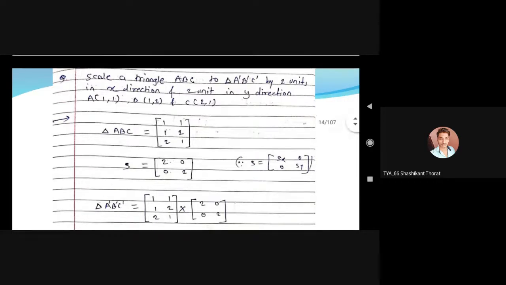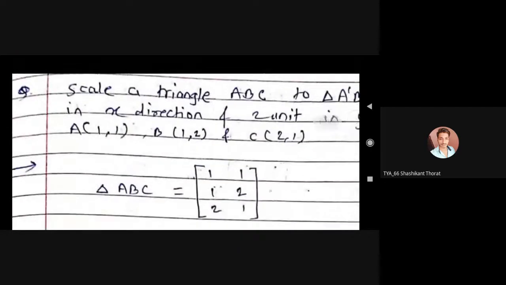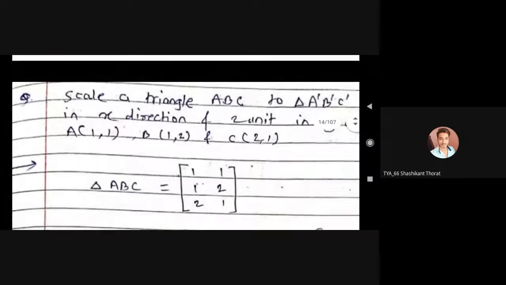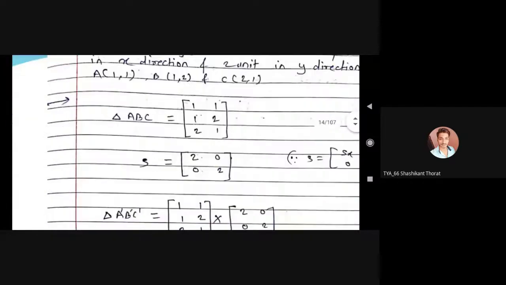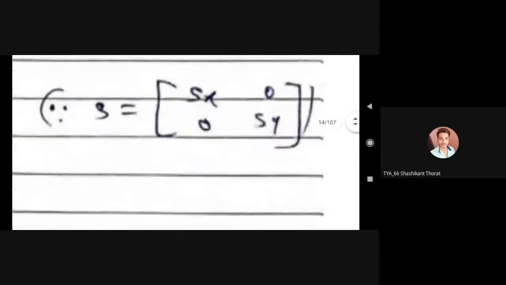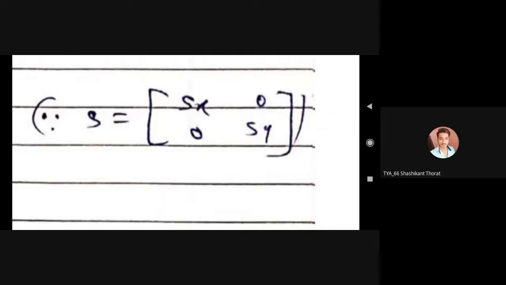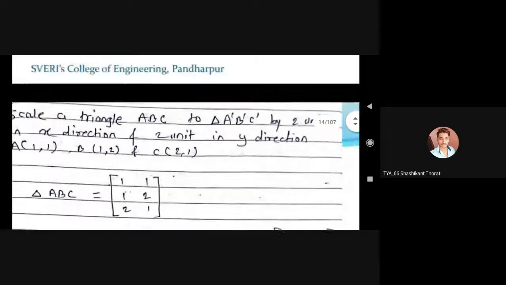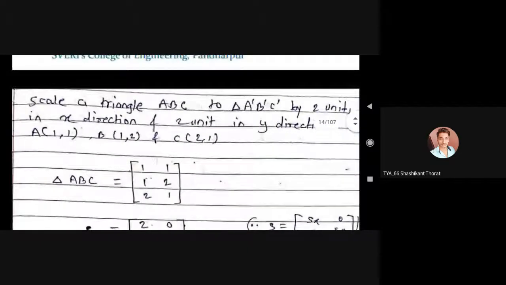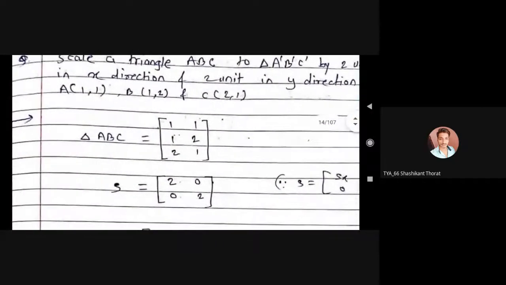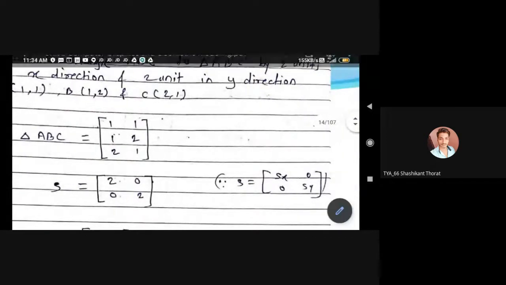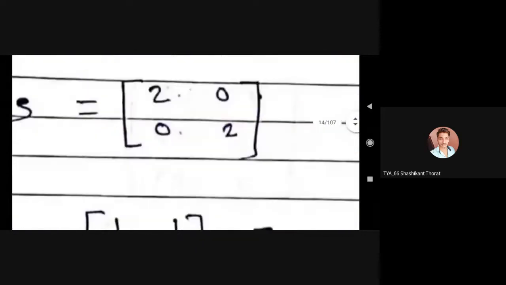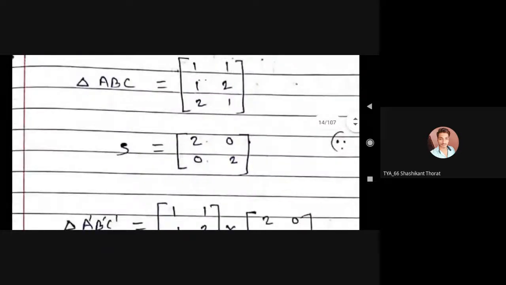So first write down the given data, which is the location of points A, B, C. Write it in matrix format: [1 1; 1 2; 2 1]. This is the given data. What is the transformation matrix, the scaling matrix? We know S is equal to [Sx 0; 0 Sy]. In the problem they have given 2 units in x direction and 2 units in y direction. So put Sx equal to 2 and Sy equal to 2: [2 0; 0 2]. What is the formula for this scaling? Triangle A dash B dash C dash is equal to the given or reference triangle into the scaling matrix.